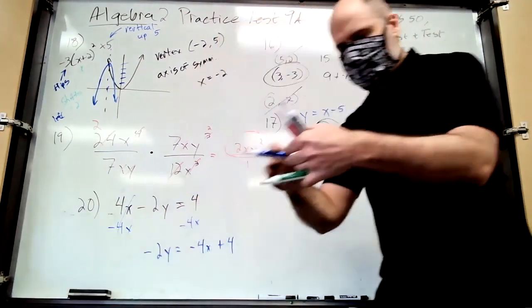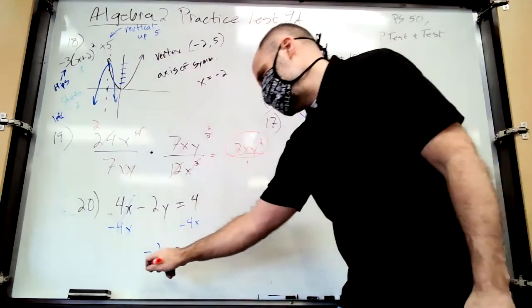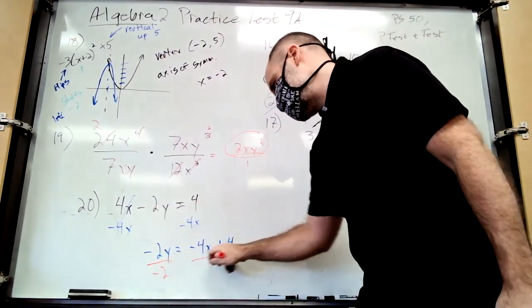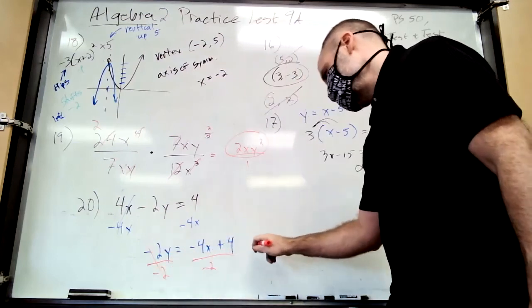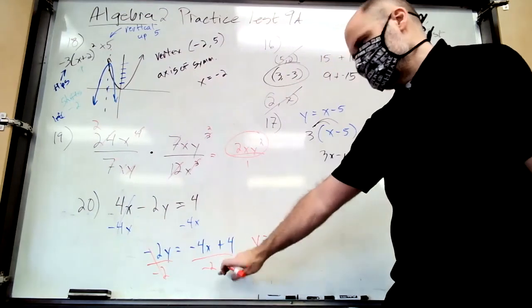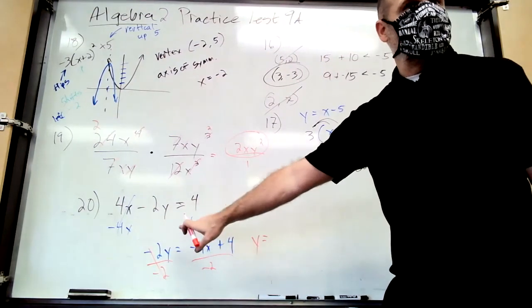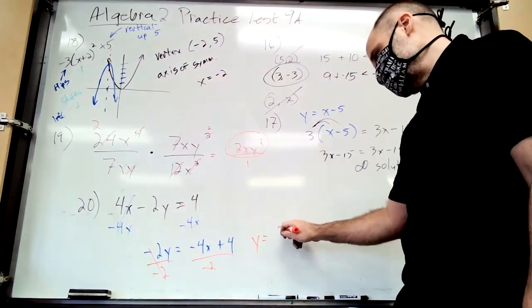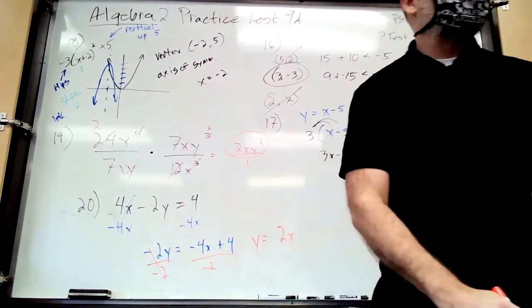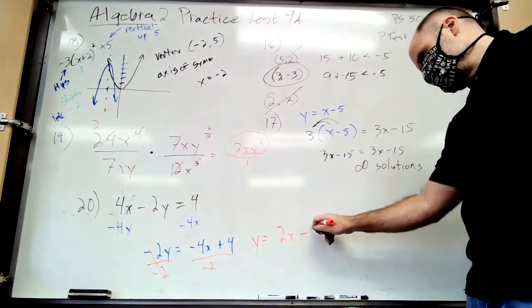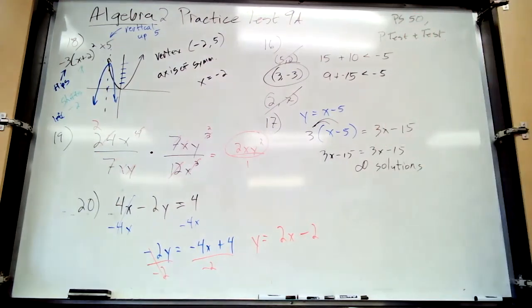Okay, and then you have to divide not by 2, but by negative 2 to get positive y by itself. So then you get y equals, divide both of these by negative 2. Negative 4 divided by negative 2 is just positive 2x. 4 divided by negative 2 is negative 2. So here is your equation.